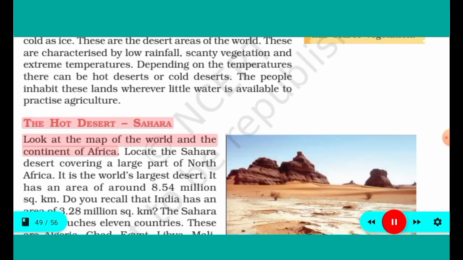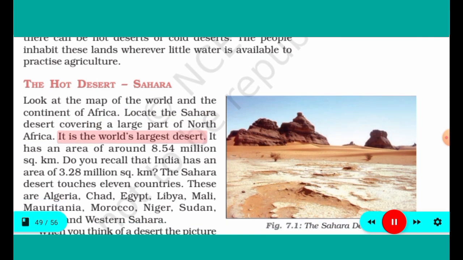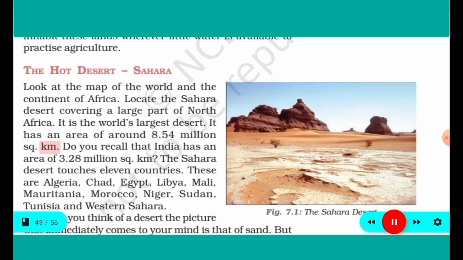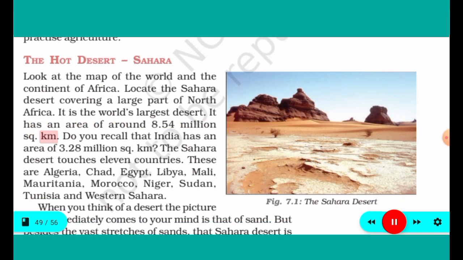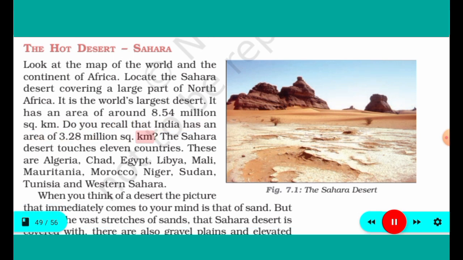The hot desert, Sahara. Look at the map of the world and the continent of Africa. Locate the Sahara Desert covering a large part of North Africa. It is the world's largest desert. It has an area of around 8.54 million square kilometers. Do you recall that India has an area of 3.28 million square kilometers?